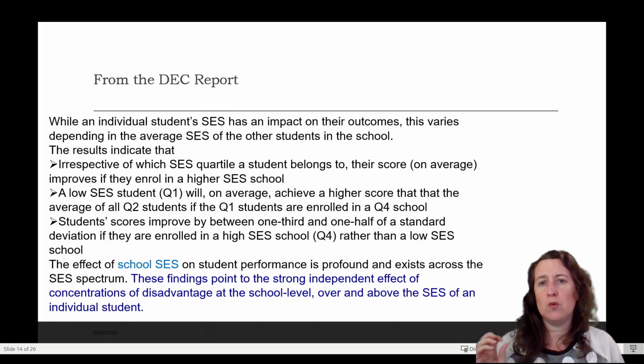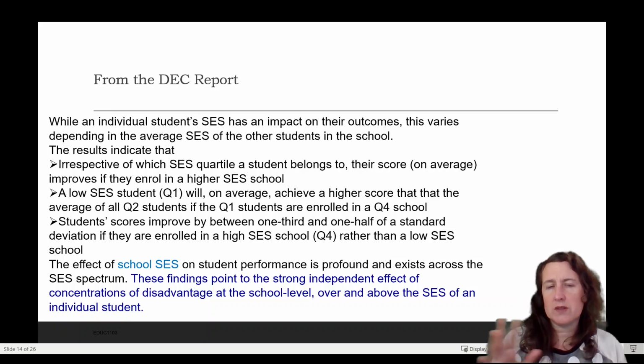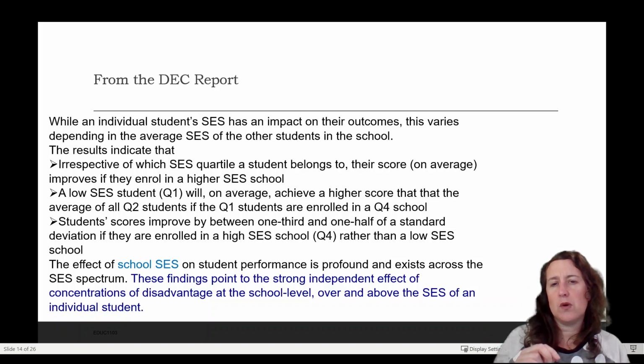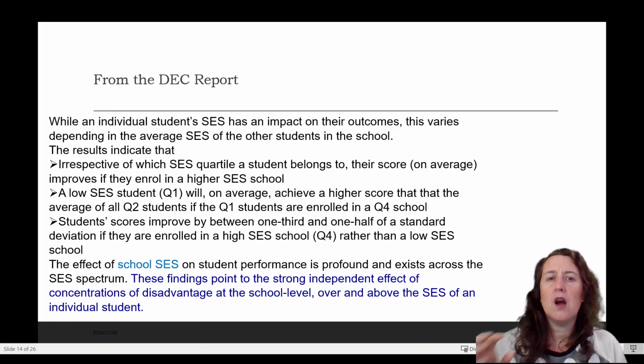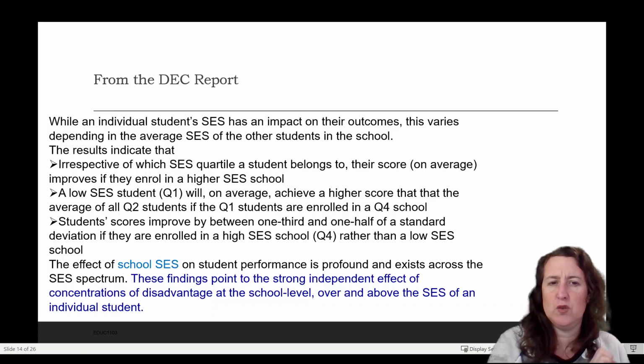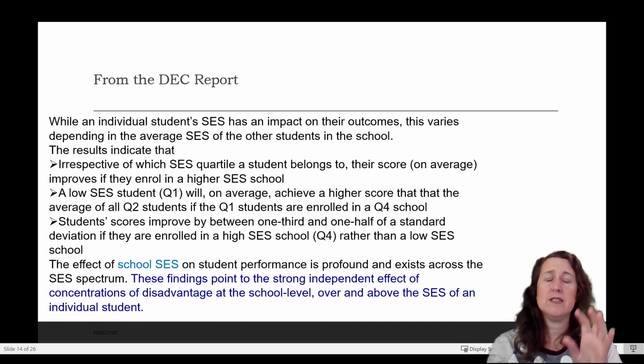A low SES student will, on average, achieve a higher score than the average of all quartile 2 students if the quartile 1 student is enrolled in a quartile 4 school. Student scores improve by 1/3 to 1/2 of a standard deviation if they are enrolled in a high SES school, Q4, rather than a low SES school. The effect of school SES on student performance is profound and exists across the SES spectrum. These findings point to the strong independent effect of concentrations of disadvantage at the school level over and above the SES of individual students.